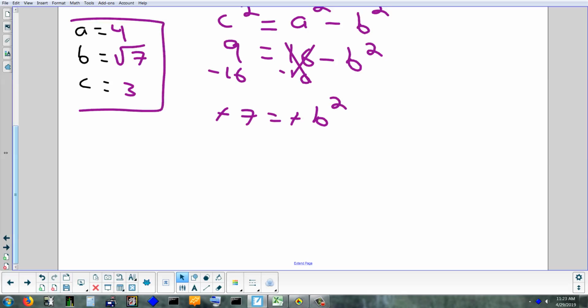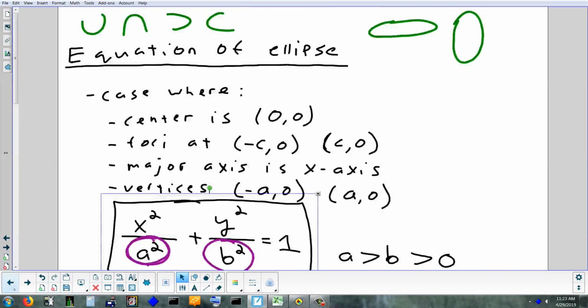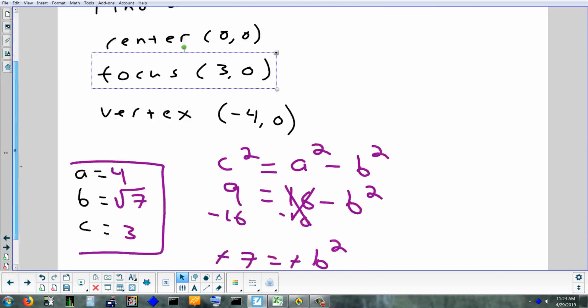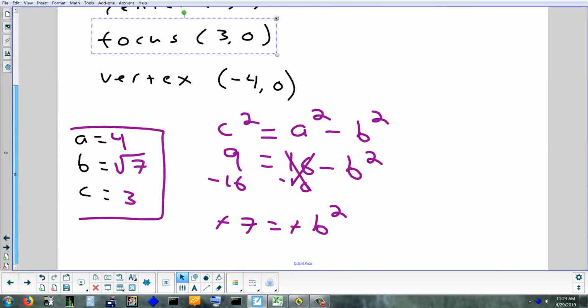Now, technically, if I'm going to write the equation, I didn't really need B. I needed B squared. But if they want me to graph it, I really need to know B, the distance from the center to the minor axis. So I'll graph this one, just so you can see how to graph it. Okay, but that's the first step. Any questions on how we got that?